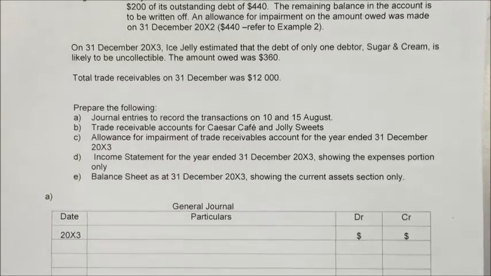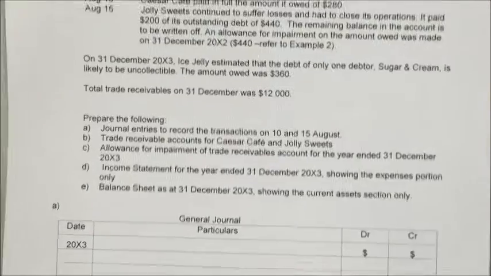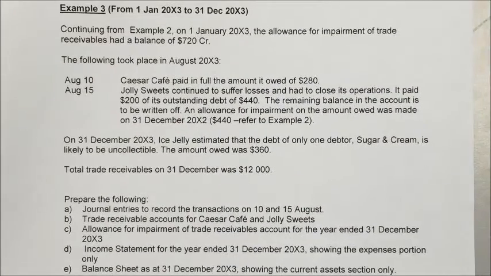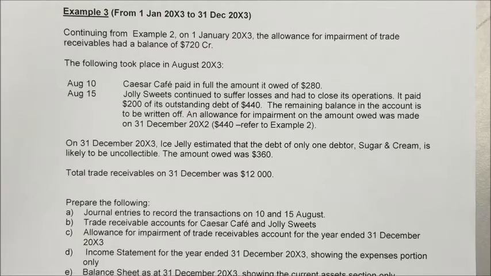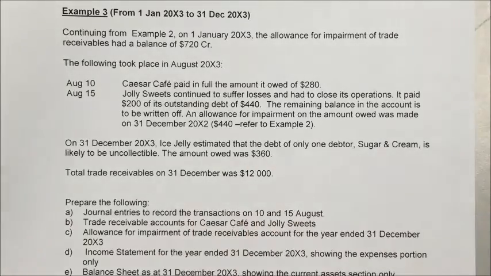Now to prepare the journal entries to record the transactions on 10 and 15 August, let's take a look at what transactions they are. For the one on 10 of August, the business made an allowance for impairment of trade receivables for Caesar Cafe in 20x2. But the debtor managed to pay up the full amount that he owed. For the transaction on 15 August, the debtor had to close, but he paid part of the outstanding debt.